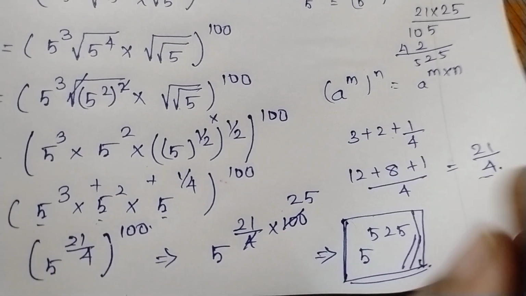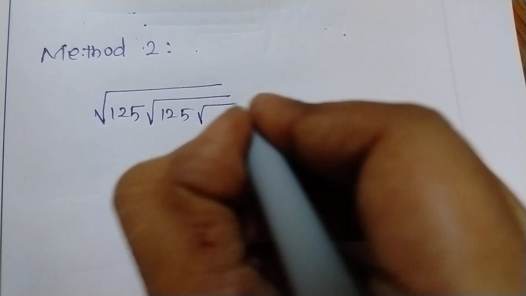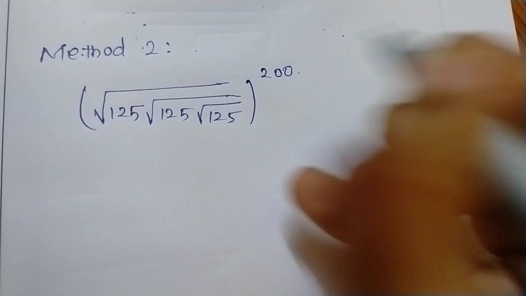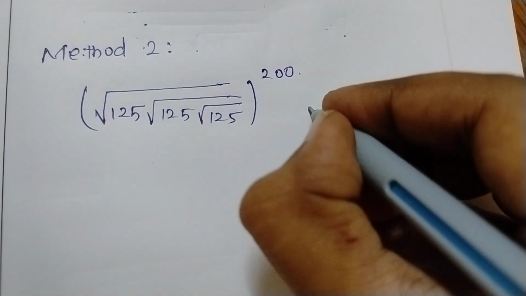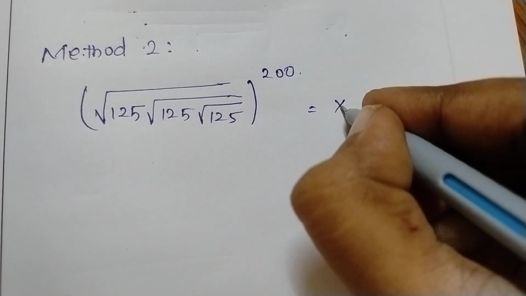So let's solve the same question by another method. So now we start to solve by another method. Method number 2. So the question is root 125 root 125 root 125, the whole power 200. Okay. So now I am going to assume this is equal to x.